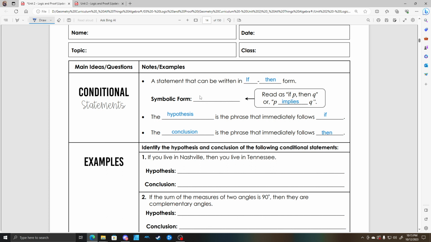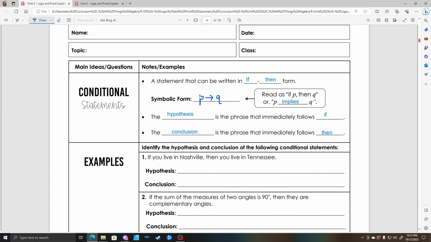Conditional statements are statements that can be written in if-then form. The symbolic form for a conditional statement is P implies Q. And that's read as if P then Q, or P implies Q. So if P then Q. When we get into examples, you'll see it makes more sense.